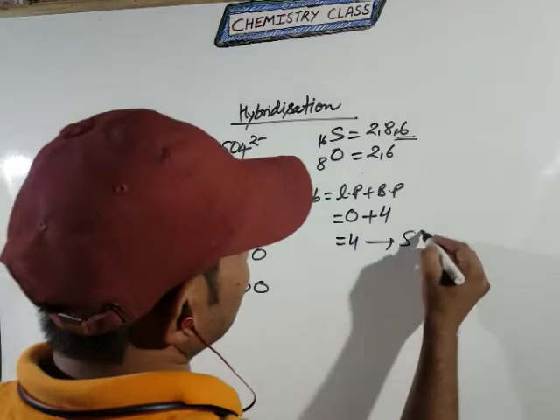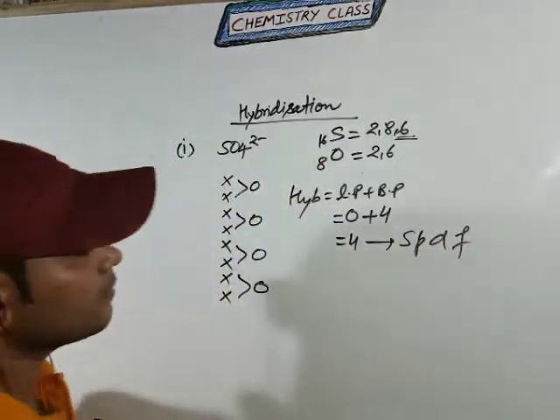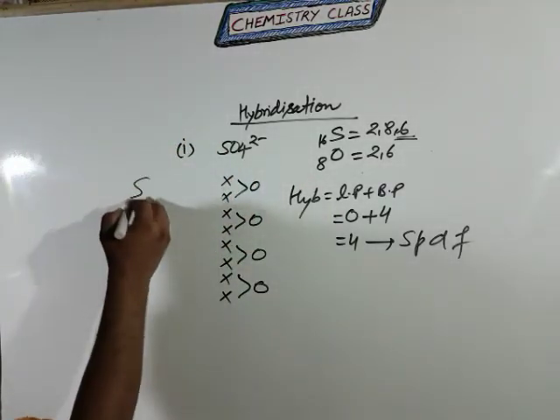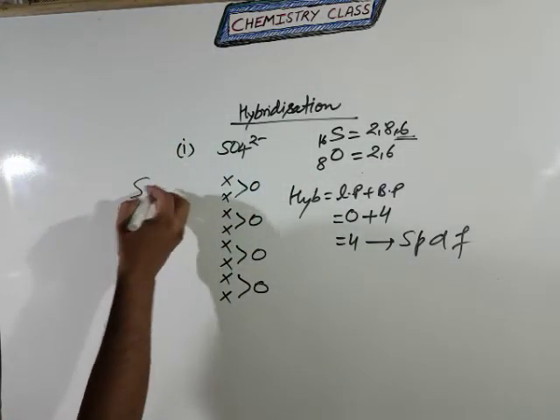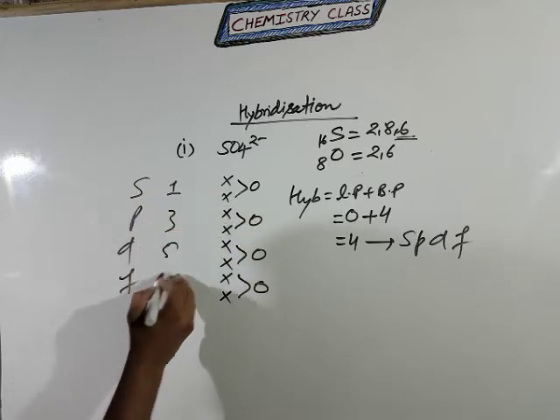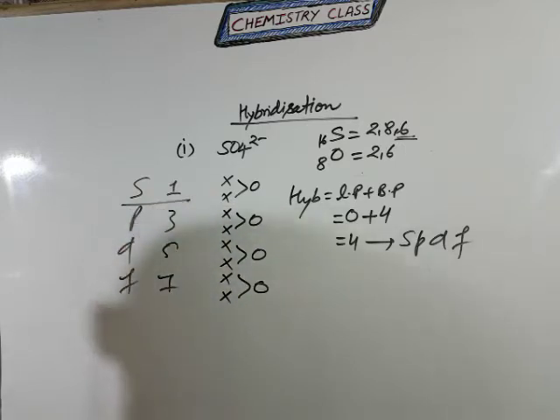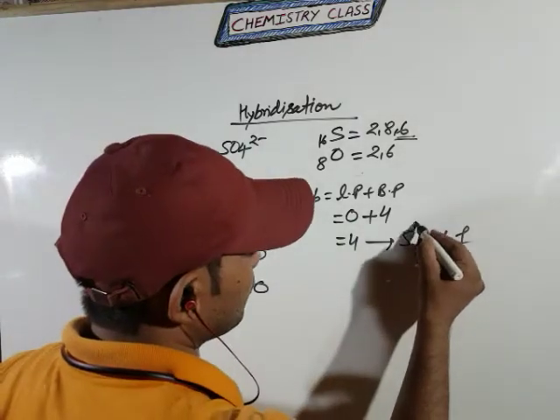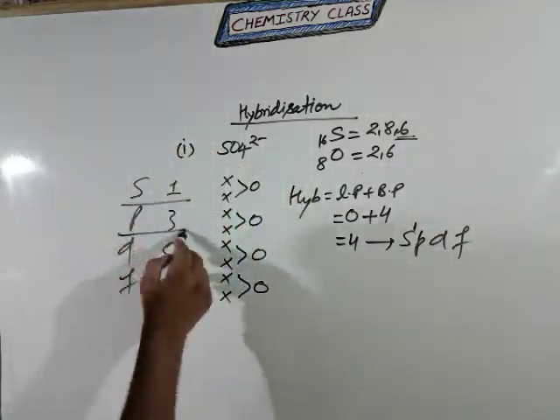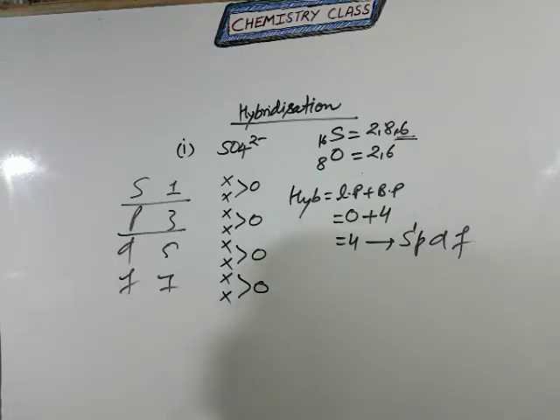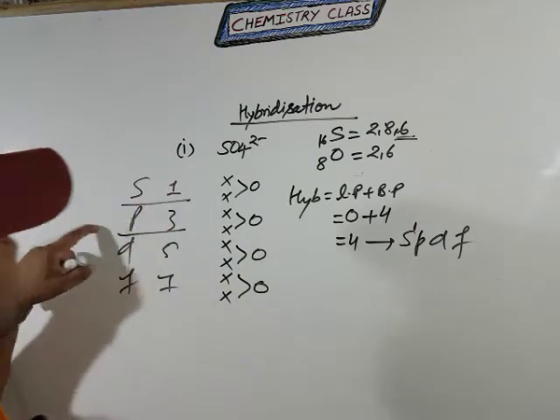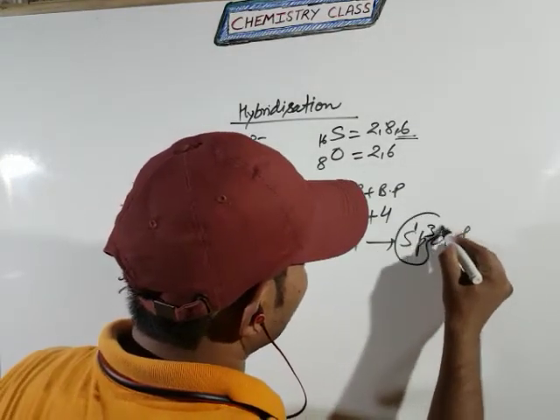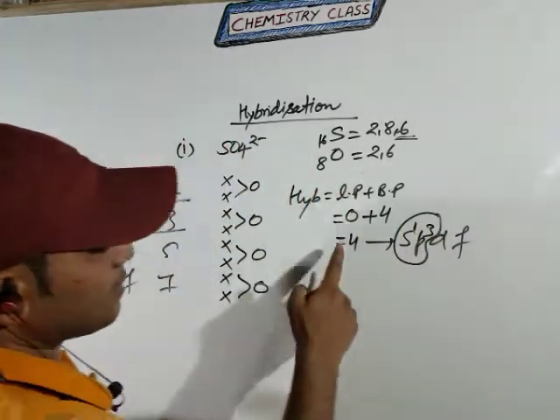So first you write S, P, D and F. Clear? S, P, D, F, and remember 1, 3, 5 and 7. That means the S subshell has 1 orbital, so take 1. The P subshell has 3 orbitals. If you add the orbitals, it also comes to 4.